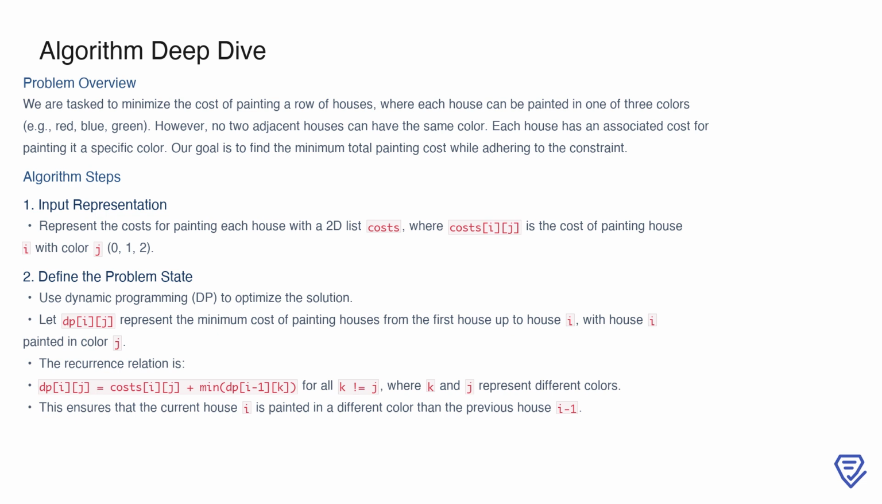First, we represent the painting costs in a 2D list, where costs[i][j] gives the cost of painting house i with color j. Then, we define dp[i][j] as the minimum cost of painting up to house i with house i painted in color j. The recurrence relation ensures no two adjacent houses share the same color by adding the cost of painting the current house to the minimum cost of painting the previous house in a different color. This framework allows us to systematically calculate the minimum cost while adhering to the constraints.